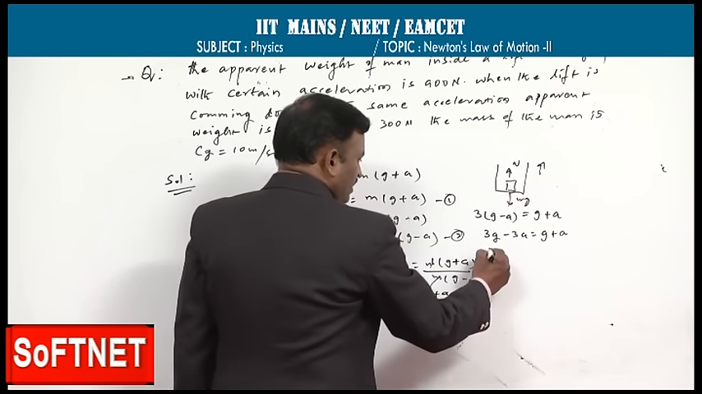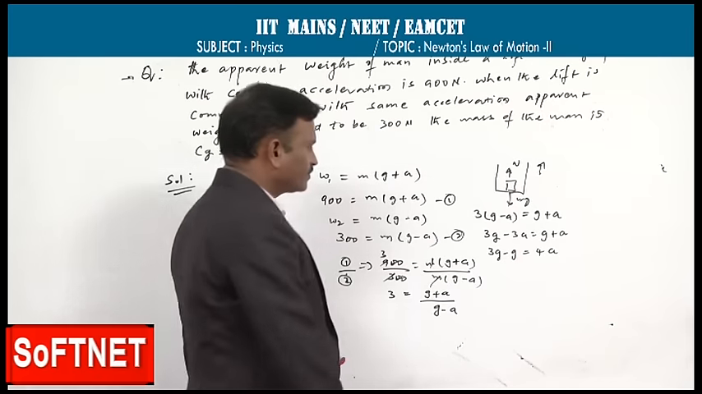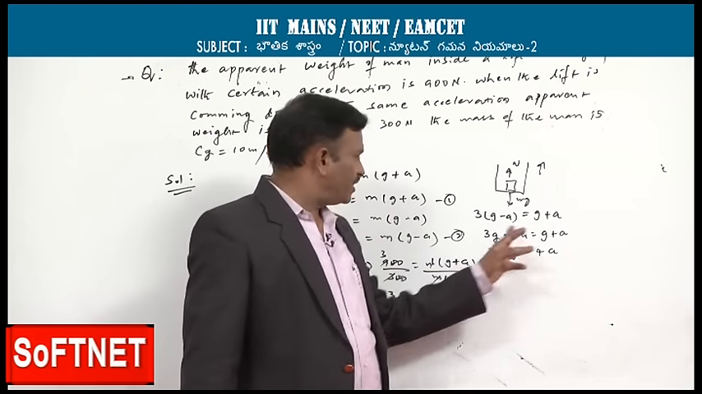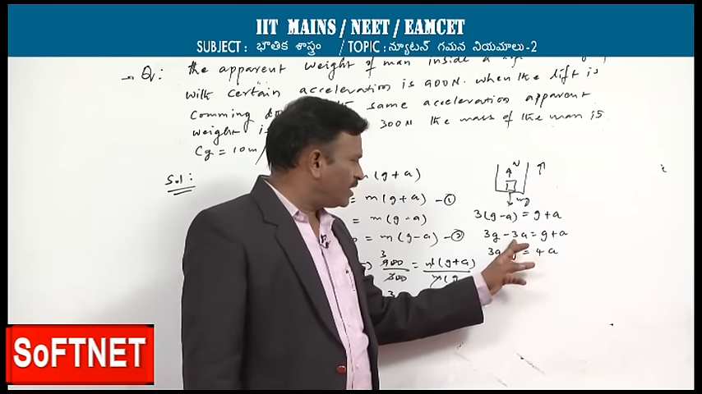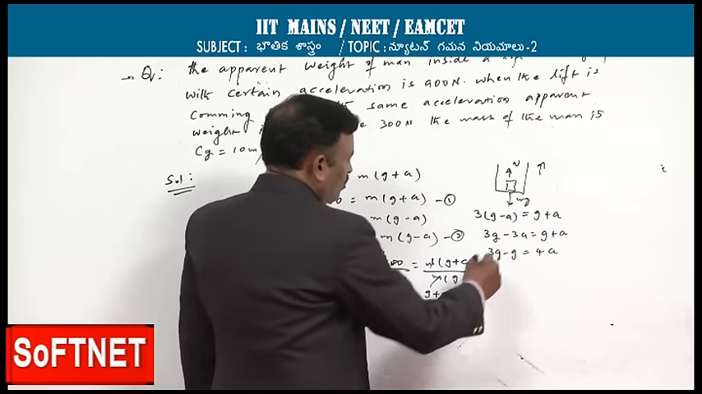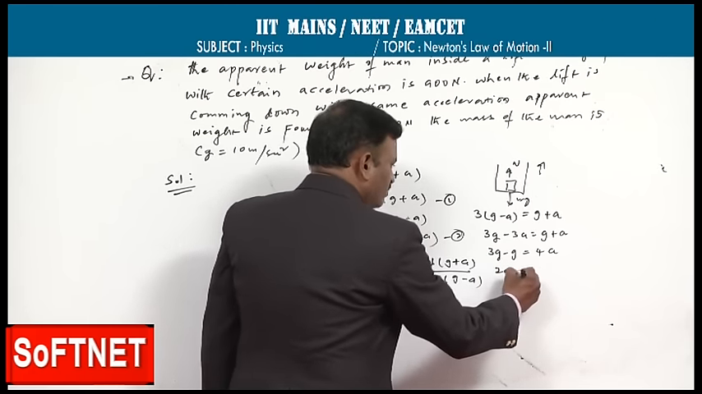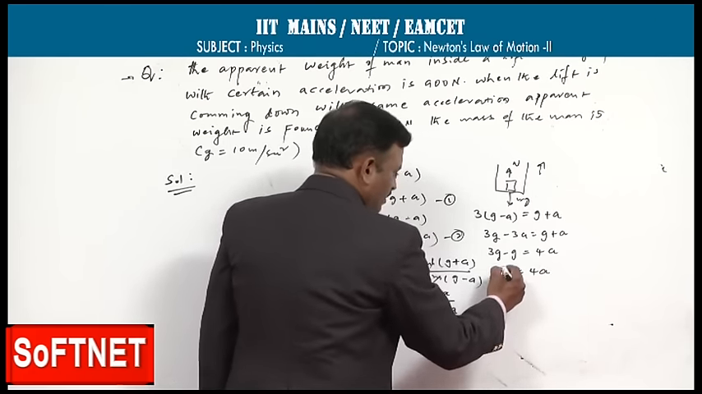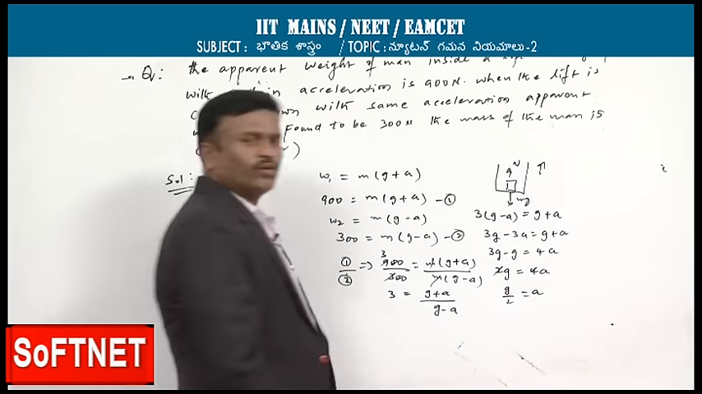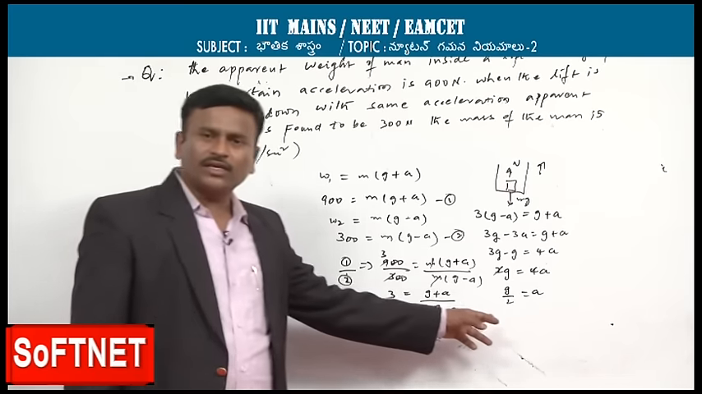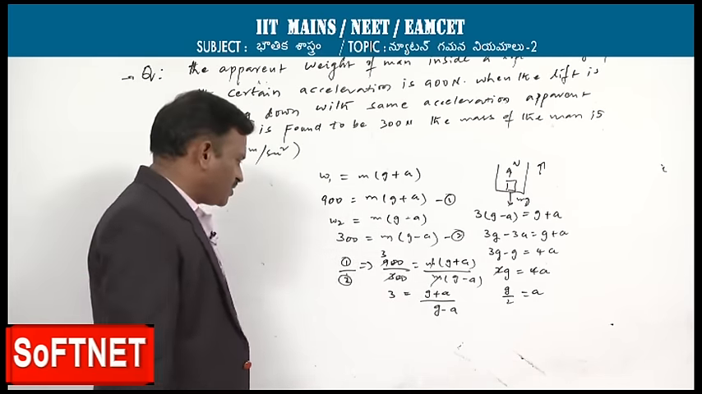Right. 3G minus G is equal to 4A. Here I am sending G across: 3G minus G is equal to 3A plus A, which is 4A. So now 2G is equal to 4A. Here 2 ones are 2, 2 twos are 4, so G by 2 is equal to A. Now we got the acceleration of the system, that is, the acceleration of the lift.